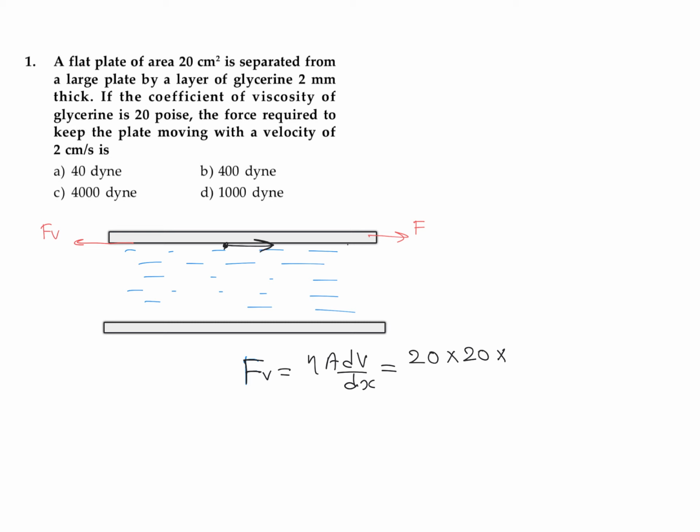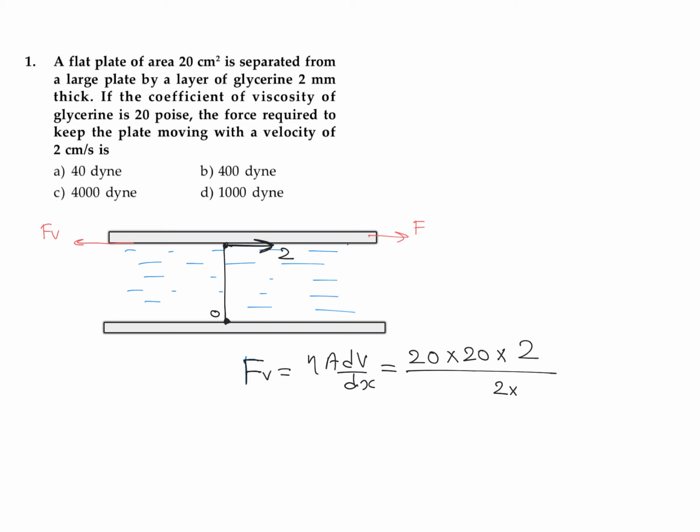So we can write velocity of this layer of liquid which is in contact with the solid will be equal to nothing but 2, and the layer of liquid which is in contact with this plate will be at rest. So the difference in velocity between these two layers will be equal to 2. So dV by dx is velocity gradient, change in velocity with respect to distance, which is 2 minus 0, 2. And distance between them is given as nothing but 2 millimeter.